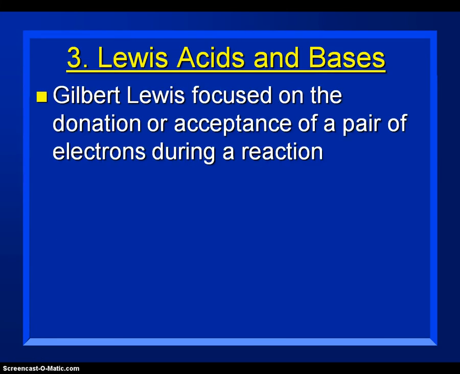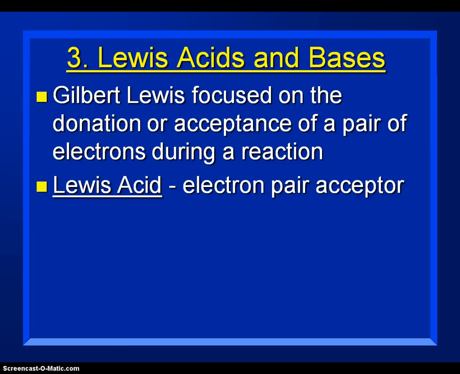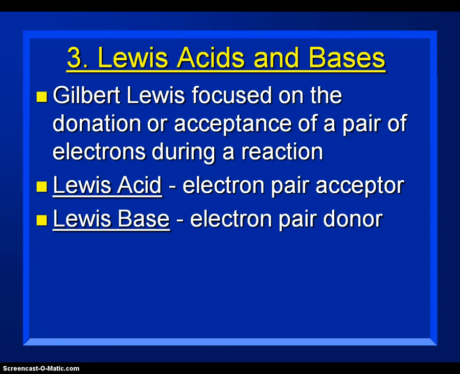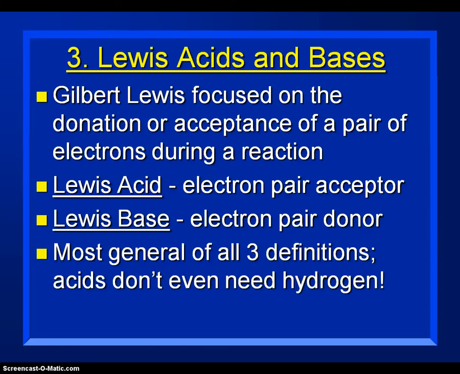Alright, so the next definition is called Lewis acids and bases, and he focused on the donation and acceptance of pairs of electrons during a reaction. This is the broadest of the definitions, and it says that a Lewis acid is an electron pair acceptor and a Lewis base is an electron pair donor. But this is the most broad of the definitions, and it says that acids don't even need to have a hydrogen.